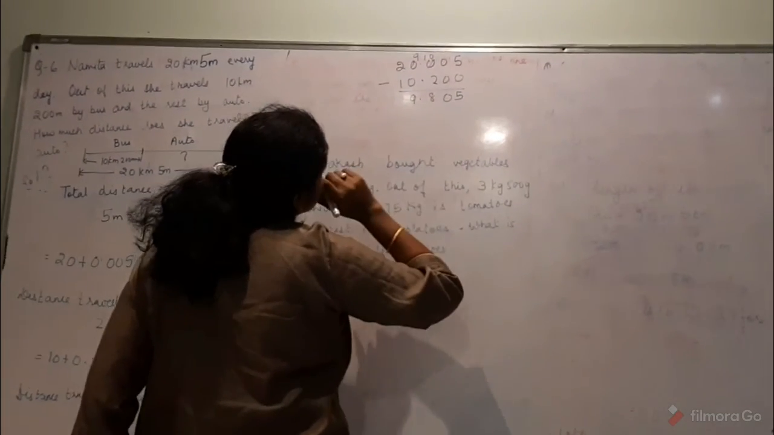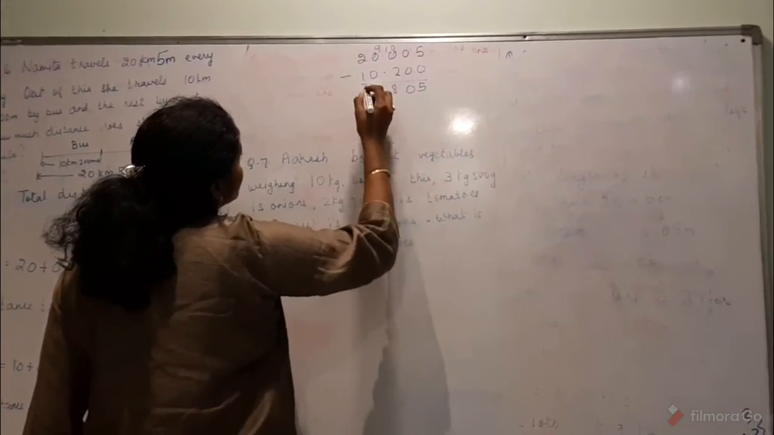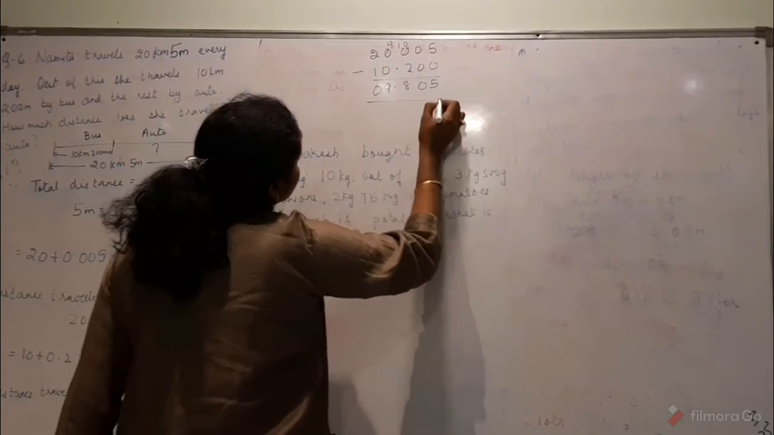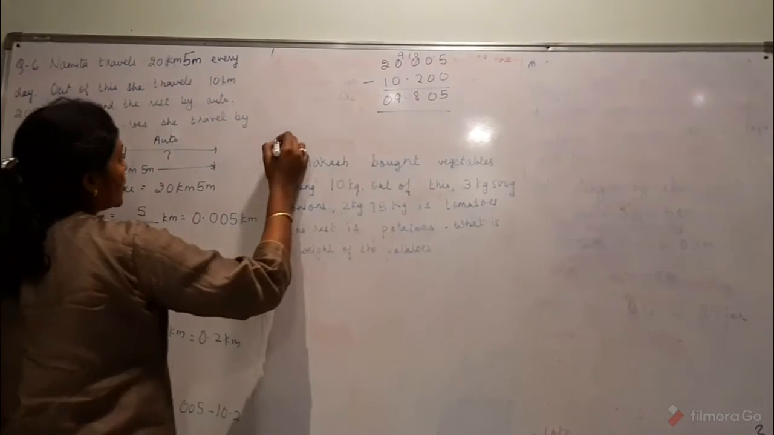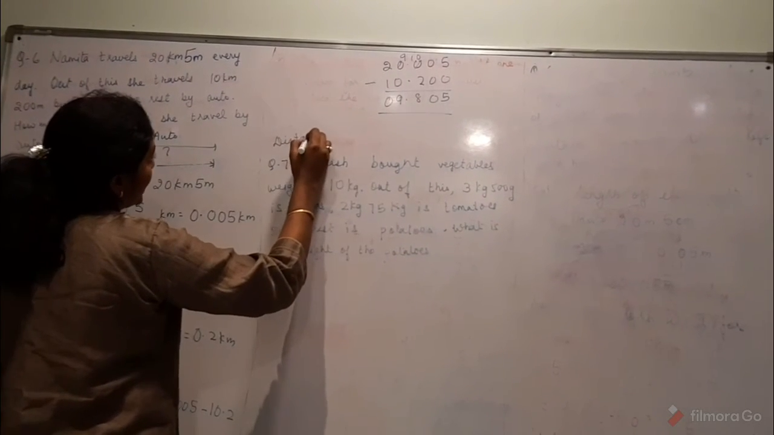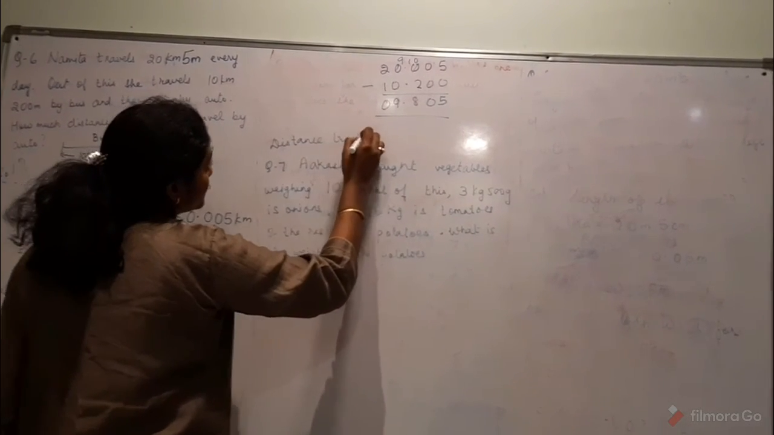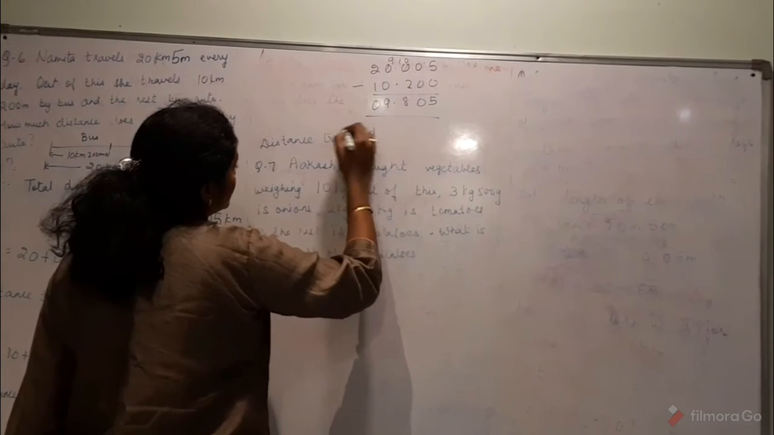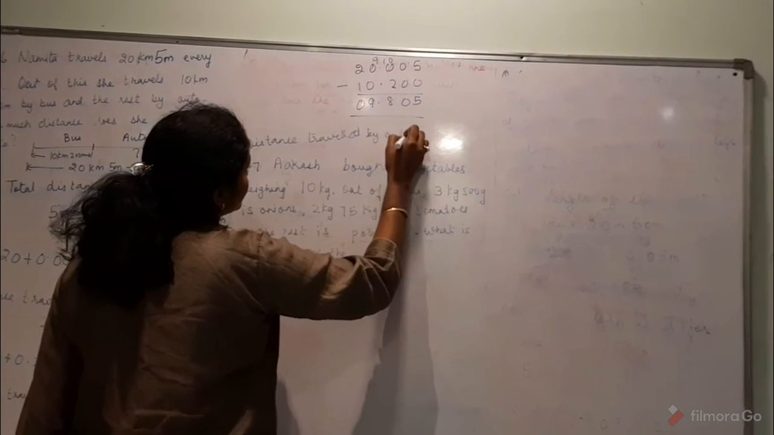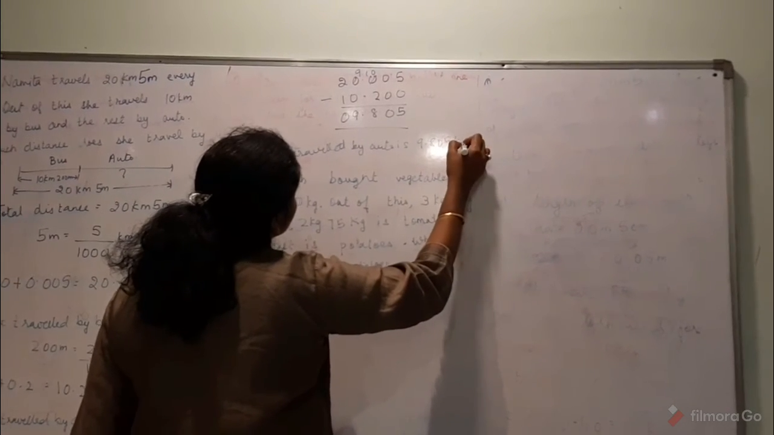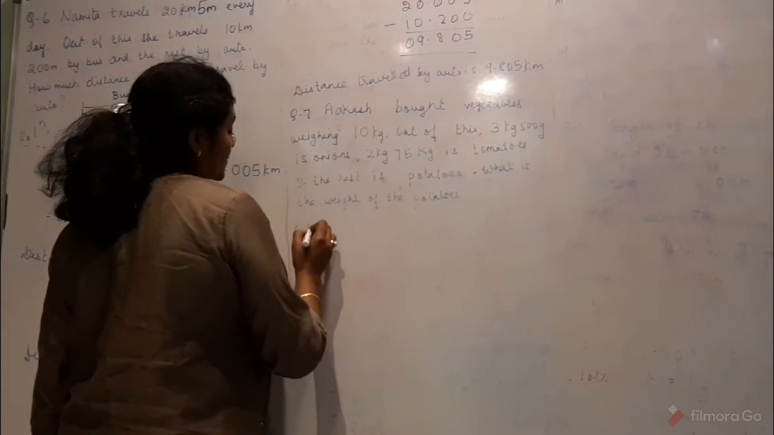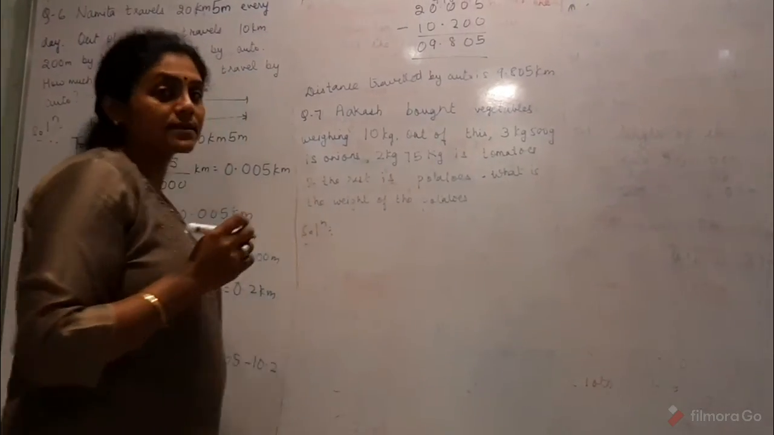So this is 9.805 kilometers. So distance traveled by auto is 9.805 kilometer. Yes, this is the answer.